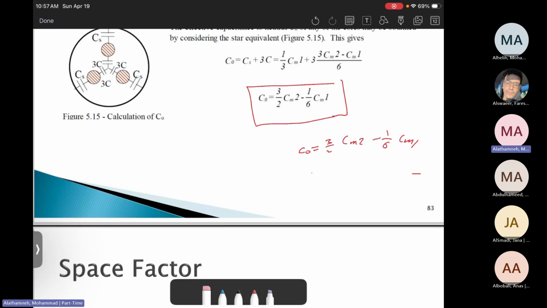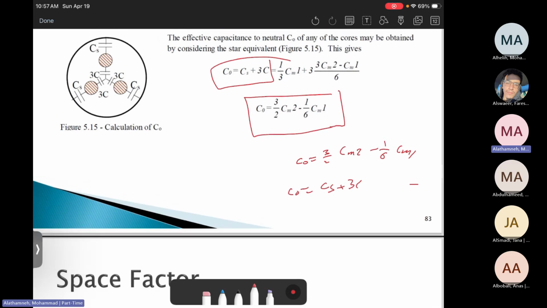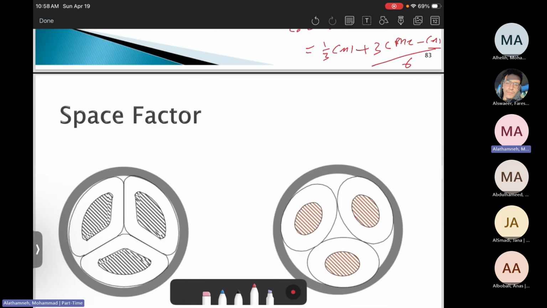So when you look at it, here is the first one, and the second equation is this one. So we have two equations. C naught equals Cs plus 3Cm. So once we are familiar with Cs plus 3C, which is basically 1 divided by 3 Cm1 plus, I would say, 3 Cm2 minus Cm1 divided by 6. Then how can we solve it?